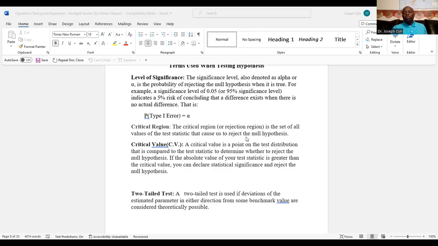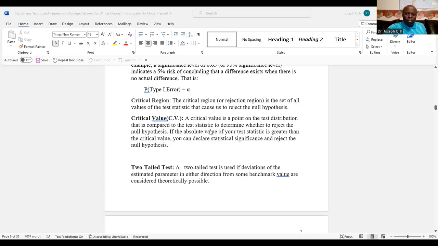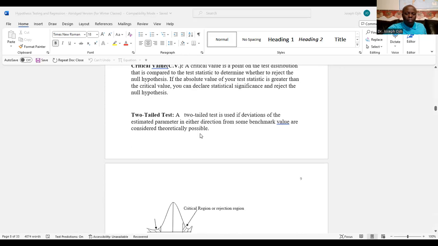Now, so the critical region is just the rejection region. If your answer falls in that region, you reject it. Then critical value is the cutoff value. It demarcates the critical region from the non-critical region. I will show you the diagram.